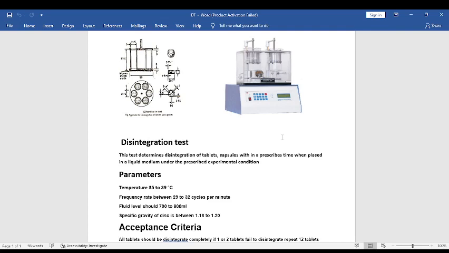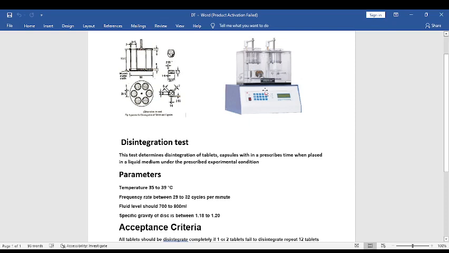I started with the easiest topic, which is the disintegration test. If you guys like it, don't forget to give me your feedback. In this video, I will tell you about the apparatus, parameters and acceptance criteria. And in my second video, I will share some questions which are frequently asked or can help you in your interviews regarding this topic. Let's start with the apparatus.